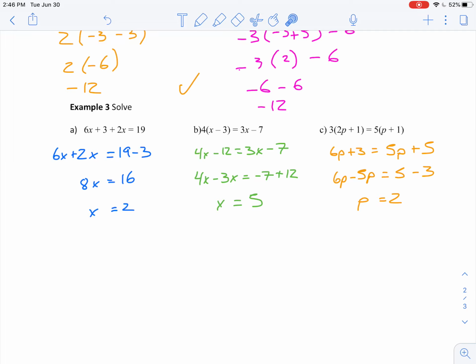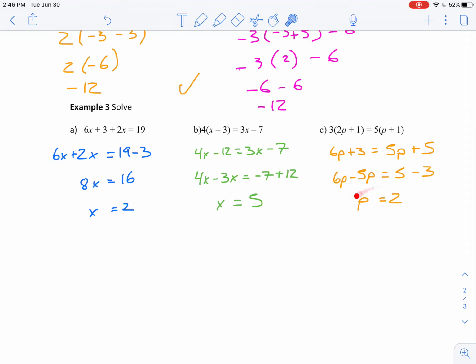And the last one, distributing this 3 into the bracket, I end up getting 6p plus 3 is equal to, distributing this into the bracket, 5p plus 5. Go ahead and bring my variable terms over. This becomes negative as well. 6p minus 5p is 1p. 5 minus 3 is 2.